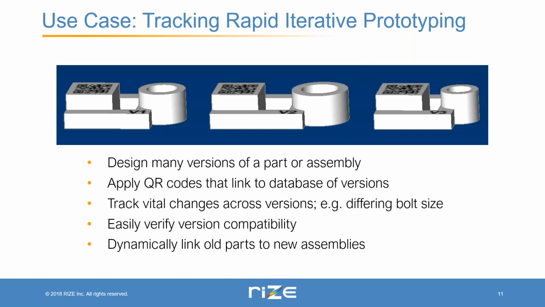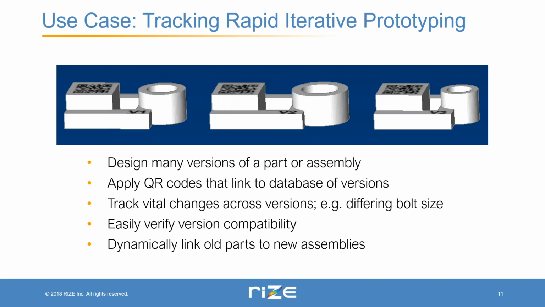Here is a specific use case of QR codes. During a prototyping process, when a part or assembly is iterated through many versions, applying QR codes to each printed part can help keep the iterations straight. A QR code on each iteration can be used to document versions, dates, printing parameters, design changes, and much more.